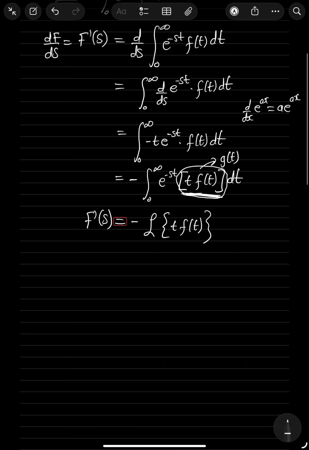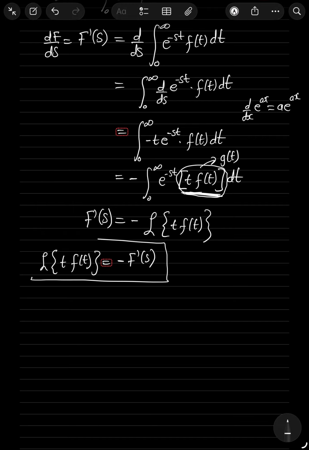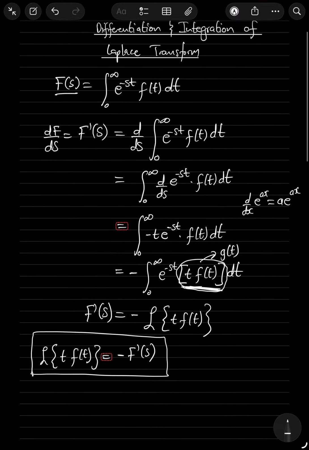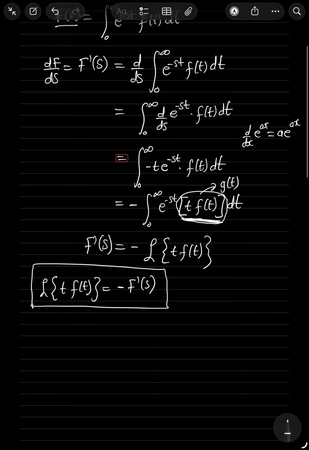So now we have created a relationship here. We can see that the Laplace of t f(t) is equal to minus F'(s), taking this minus to the other side. This is very important. We have just shown it by the differentiation of this Laplace transform.